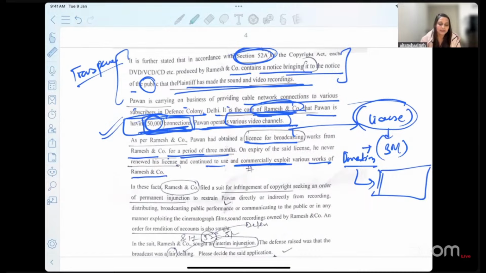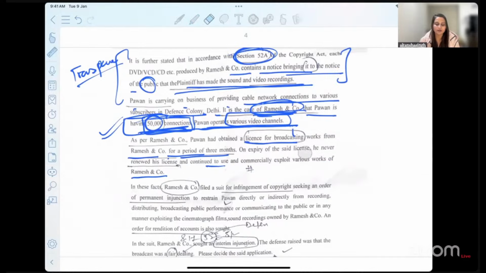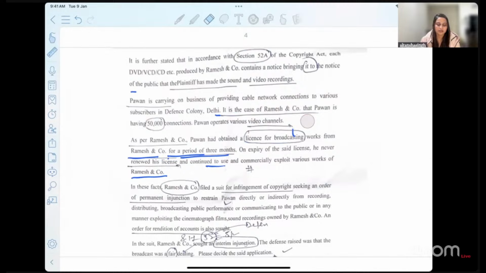How is he exploiting the work? He is exploiting the work in a commercial manner. Let me just clear all of this so that it's more clear for us to understand. He has commercially continued to exploit the work of the plaintiff despite not renewing the license from the plaintiff.